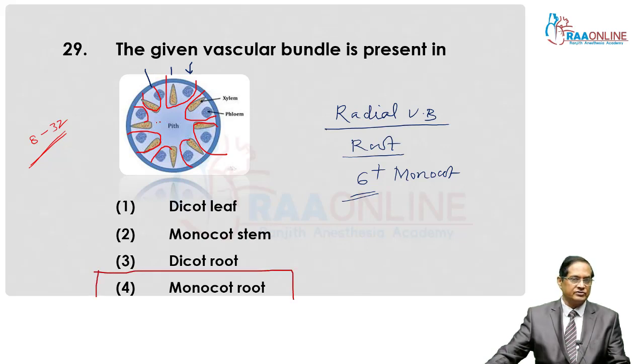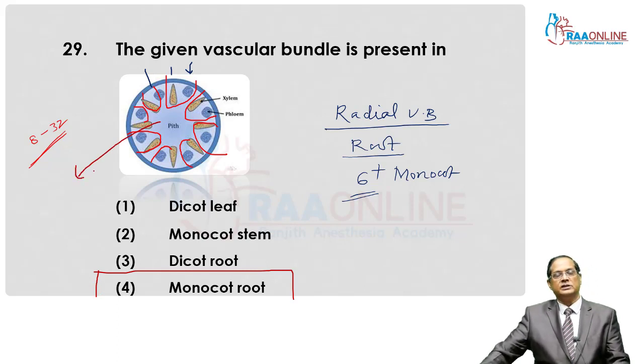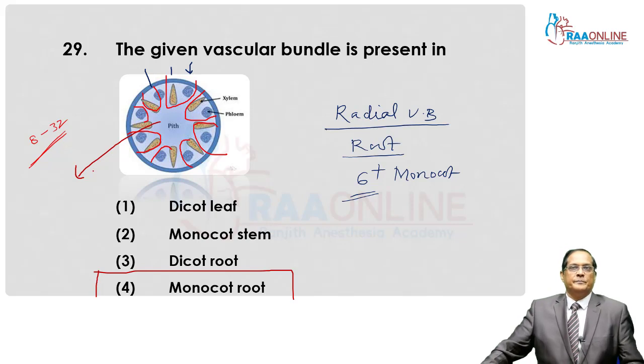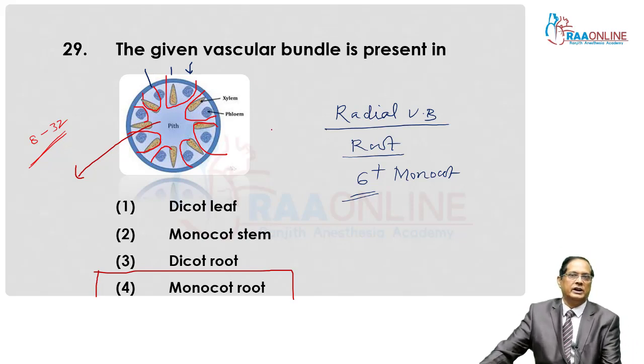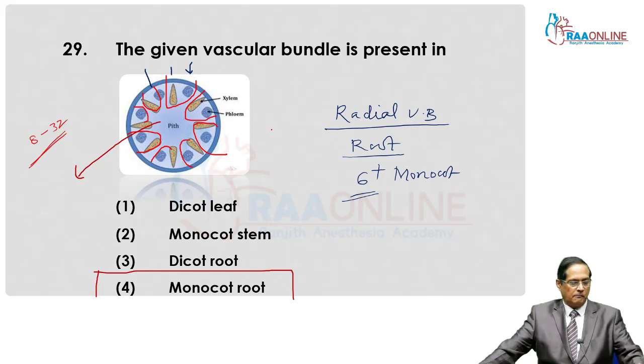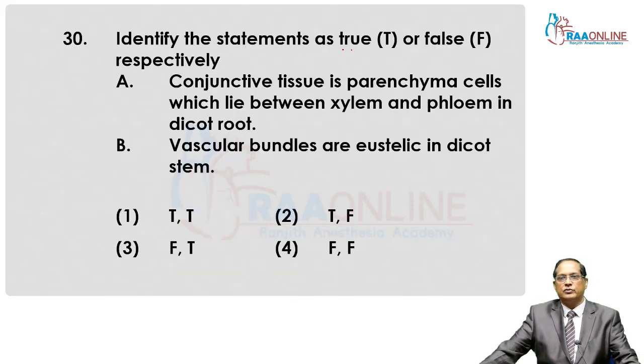Second identification: this is large pith. Large pith is found in monocot root, whereas it is small in dicot root. Pith is small in dicot root. Identify whether the statement is true or false.